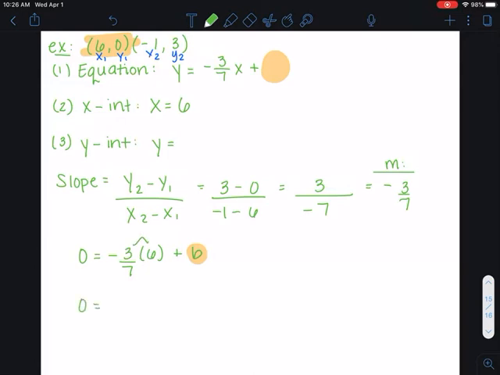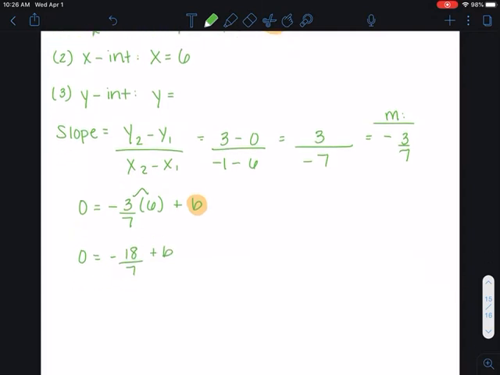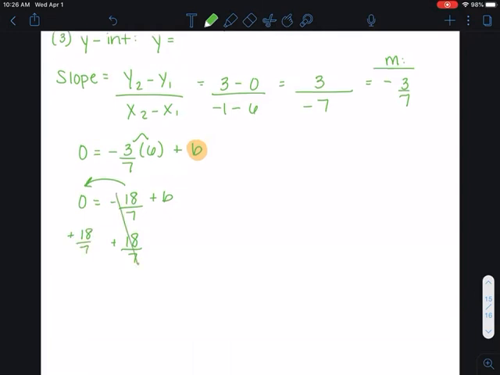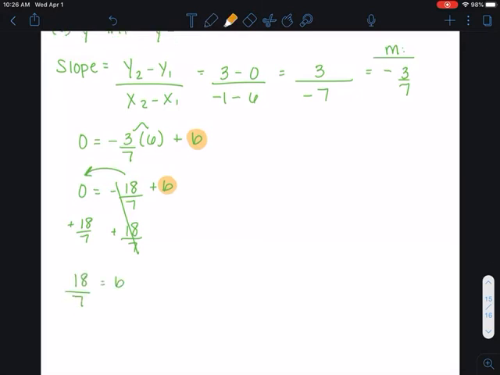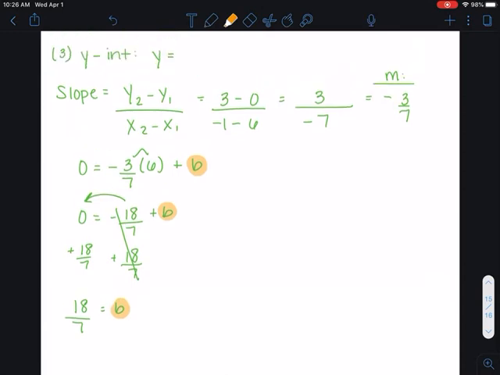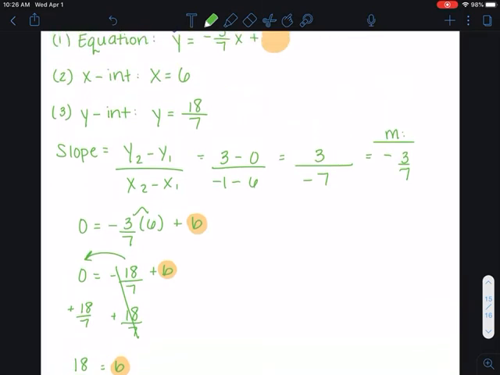Okay, 6 times 3 is 18, so you have 0 equals negative 18 over 7 plus b. We're going to bring this negative 18 over 7 to this side, so we're going to add 18 over 7 to cancel out the negative. So these cancel. Again, still looking for b is our goal. So we have 18 over 7 is equal to b. Is b by itself? Yes, it is. So b is equal to 18 over 7. You can put it as a decimal if you want to. You don't really have to, though.